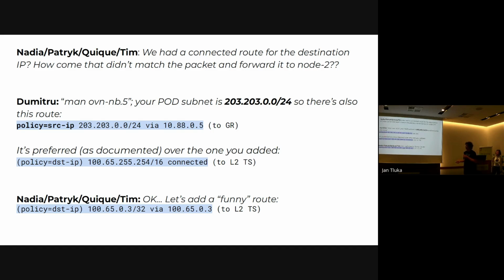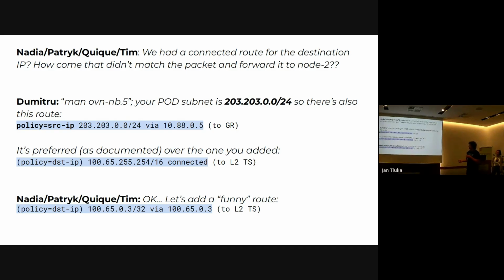So then, I don't remember exactly who it was, probably one of these guys here. They said, let's add a funny route. So if you look at this route, it looks really weird. We have 165.03 via 165.03. That makes no sense, right? Well, it actually does, because it's a host route, so it has a very long prefix, the longest prefix. So we're going to match on this one.